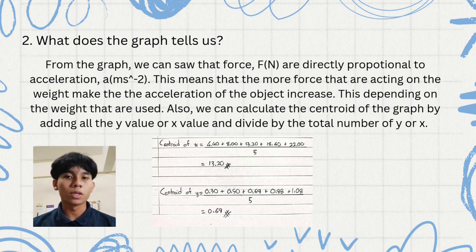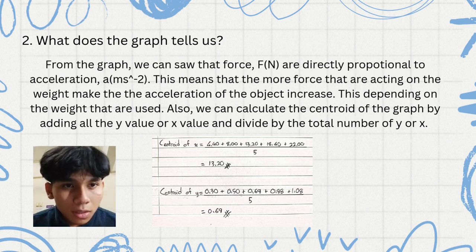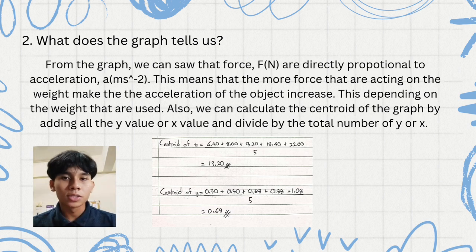Furthermore, from the graph we can also calculate the centroid of the graph by adding all the y or x values and dividing them by the total number of y or x values. For this graph, we obtain that the centroid of x is 13.2 and the centroid of y is 0.69.